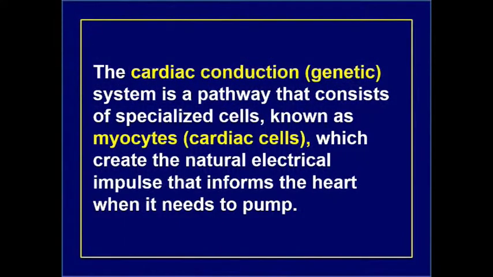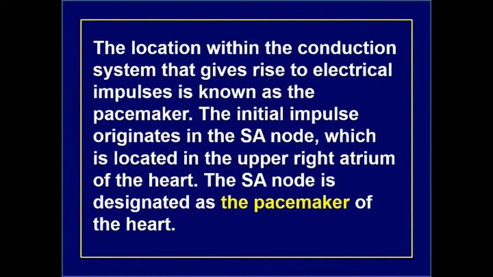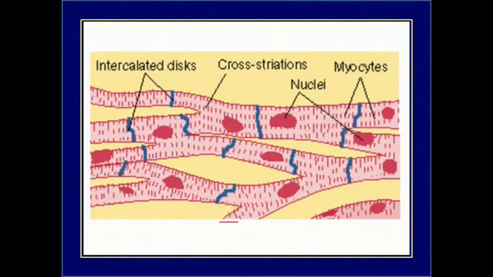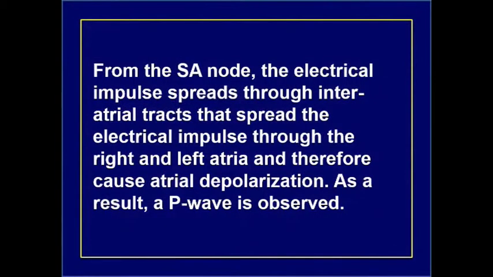The cardiac conduction, or genetic system, is a pathway that consists of specialized cells known as myocytes, or cardiac cells, which create the natural electrical impulse. The location within the conduction system that gives rise to the electrical impulse is known as the pacemaker, and as we learnt, the major pacemaker is the SA node. So here we see the myocyte cells, specialized cells in just the heart, which initiate this electrical conduction. From the SA node, we know that it goes through to the AV.